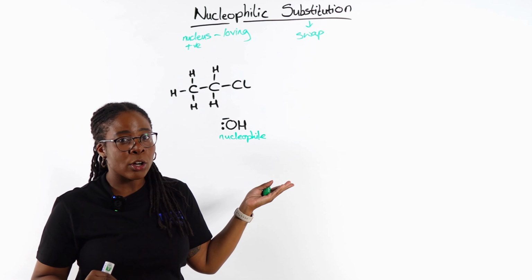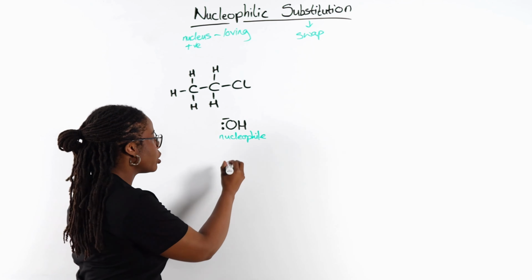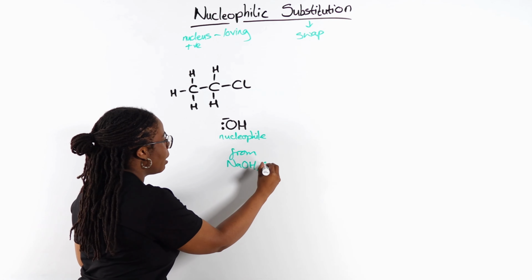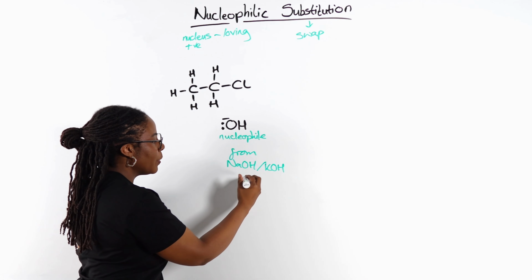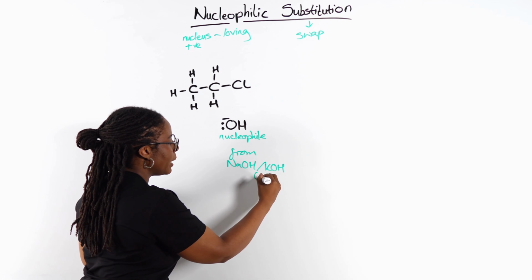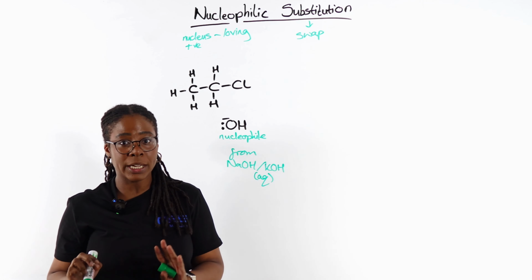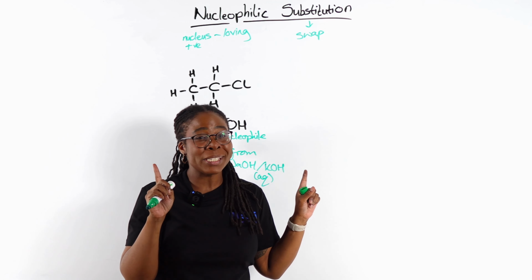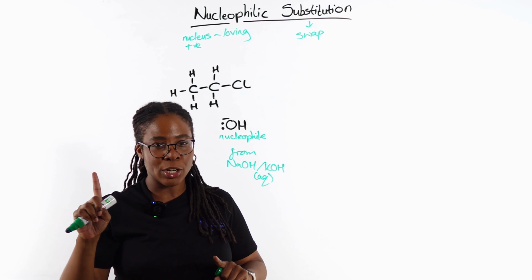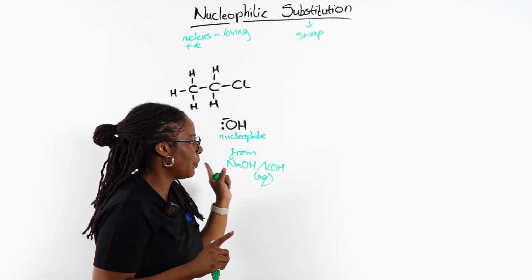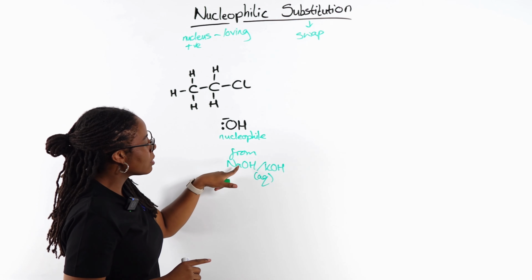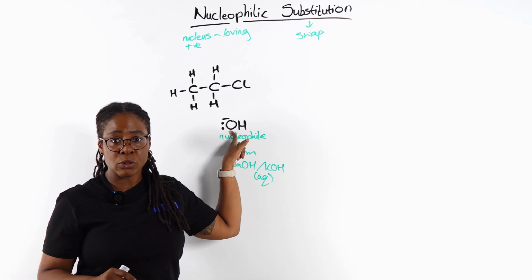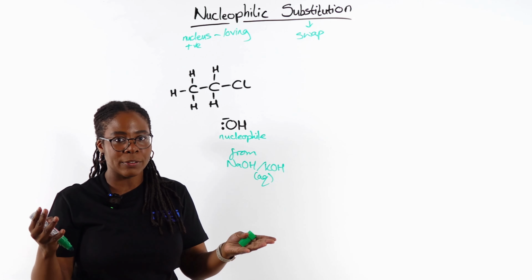This hydroxide ion came from, most likely, the reagent sodium hydroxide or potassium hydroxide, for example. And the conditions for that is it would need to be aqueous, so dissolved in water. And these conditions are important, and I'll explain why in a bit more detail in my elimination video, which is going to come after this one. Okay, so we've got our aqueous sodium hydroxide or potassium hydroxide, which is going to be the source of our hydroxide ions, which is our nucleophile.